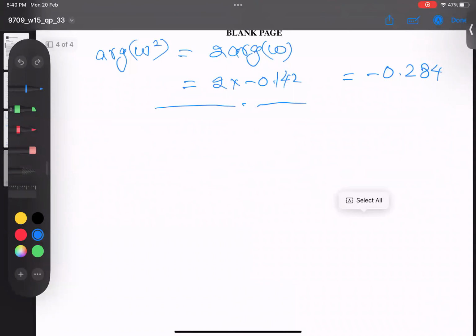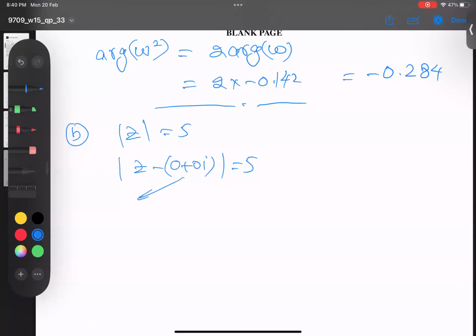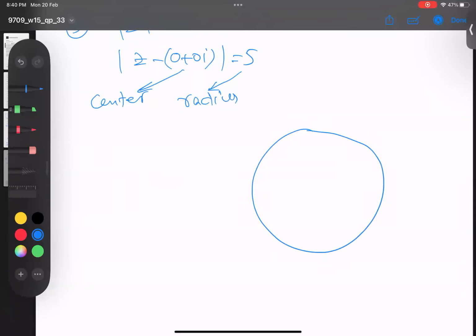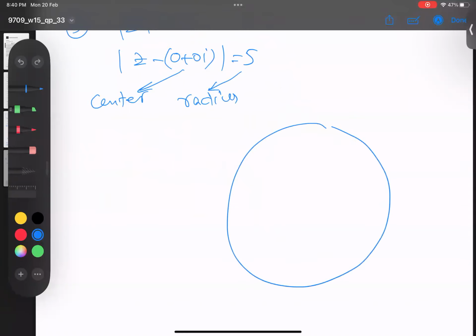I'm discussing part B, and modulus z is equal to 5. In short, I'm writing 0 plus 0 iota, just for the sake of your understanding. This is called the center of the circle, and this is called the radius. So first of all, I'm making a circle here, a little big, to understand properly.